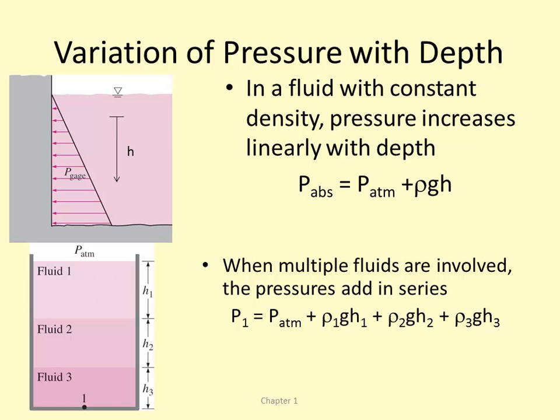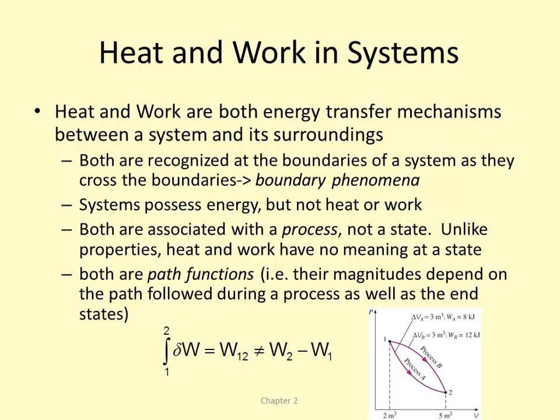So if you wanted to determine the pressure at some location below, you would take the pressure at the top, which in this case is atmospheric pressure, and then add on the density times gravity times the distance that you go down in the fluid. So these are fairly easy, and if you've had fluids, you've probably done it a lot.